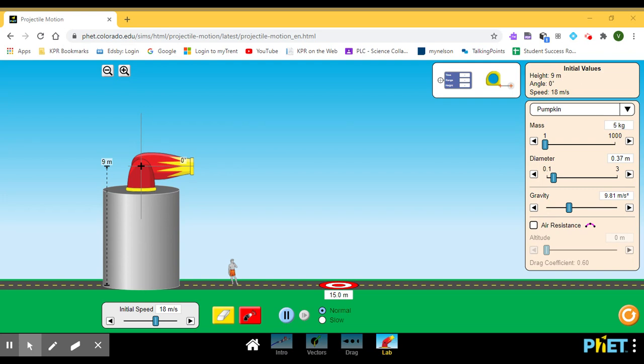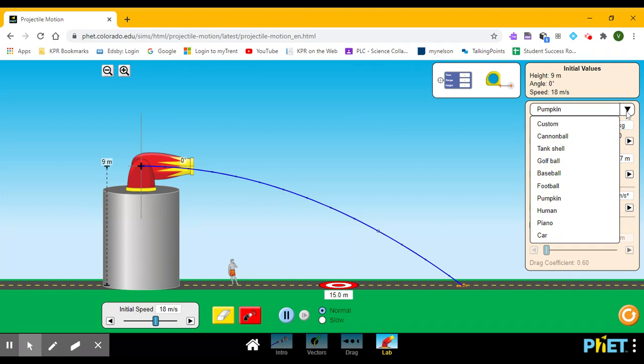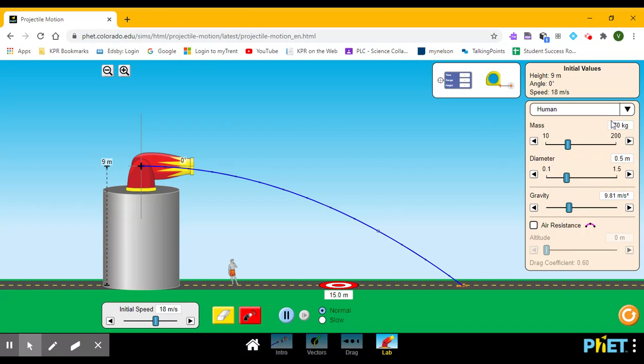So I'm going to start by shooting off my pumpkin to see what happens. There it goes. And you can see the path of that pumpkin. First thing I want to do is check to see how much mass makes a difference. So this was a 5 kilogram pumpkin, and we're going to change it to something a little more interesting. Let's try a human. A human's always fun. So he's 70 kilograms, much more massive.